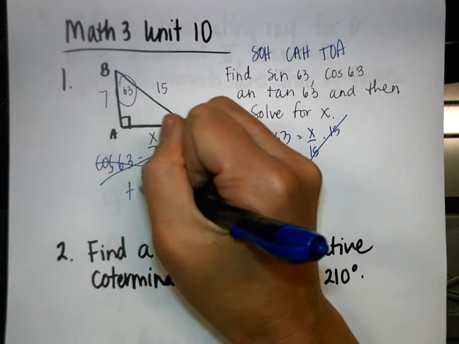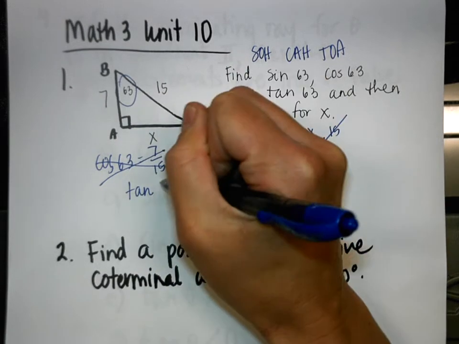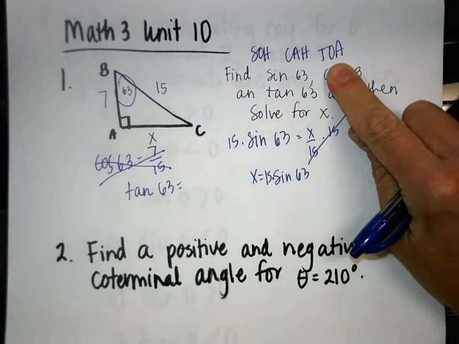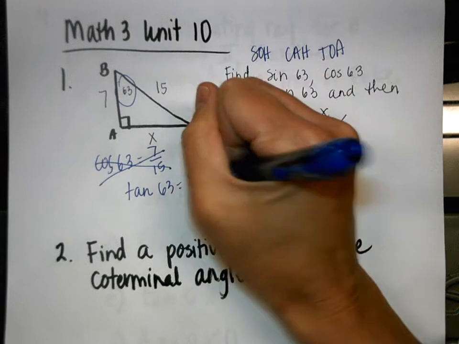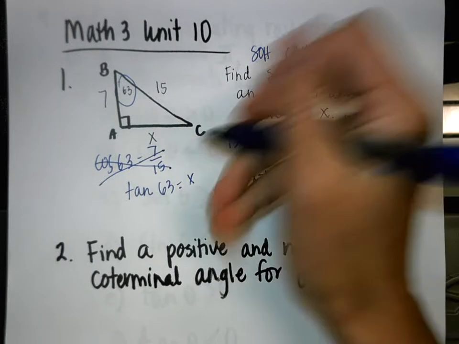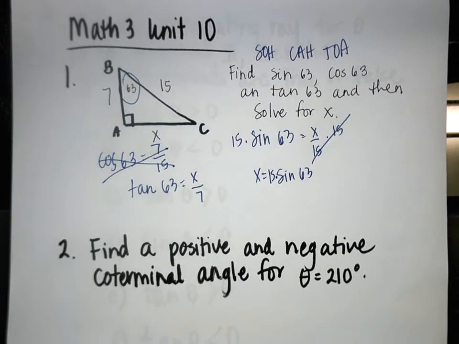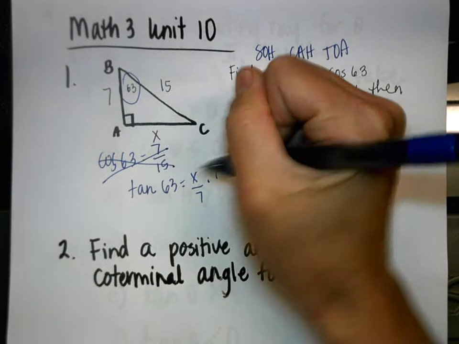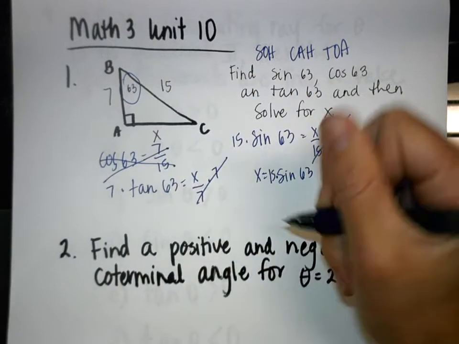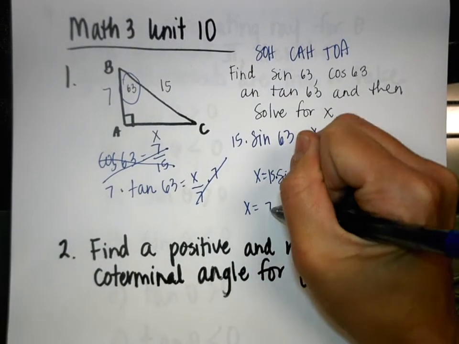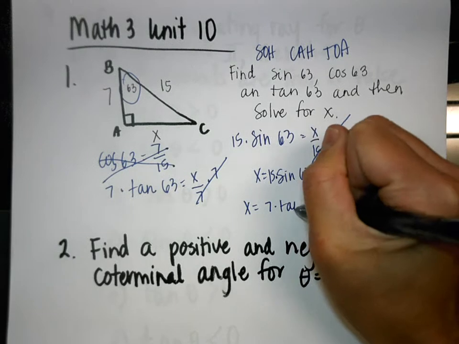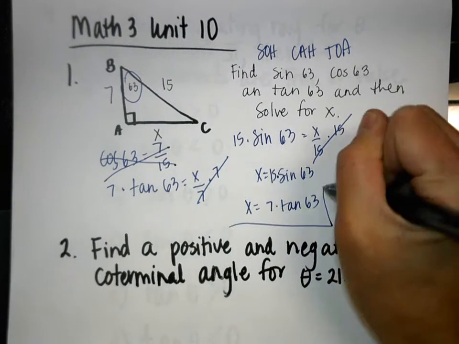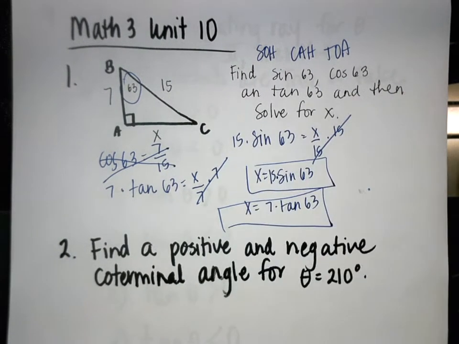The last one I have here is tangent of 63, and tangent is opposite, which is x, over adjacent, which is 7. And to solve for x, we then multiply by 7 to both sides. These eliminate, and we get x equals 7 times tan of 63. And so those are two answers that will work.